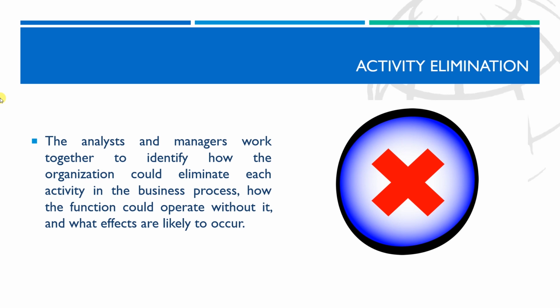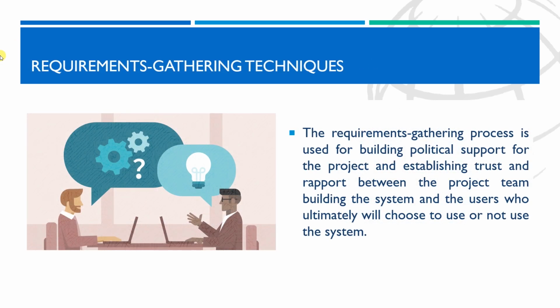And now we need to know about the requirements gathering techniques that are part of these processes. The requirements gathering process is used for building political support for the project and establishing trust and rapport between the project team building the system and the user who ultimately will choose to use or not use the system. Involving someone in the process implies that the project team views that person as an important resource and values his or her opinions.